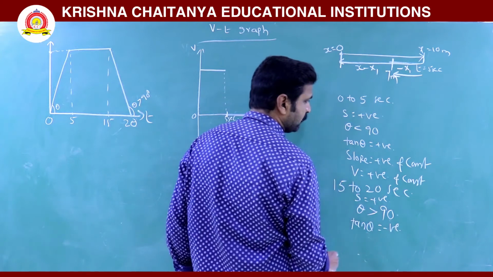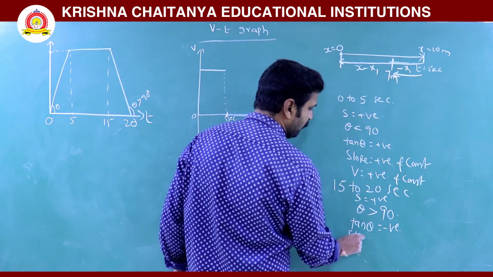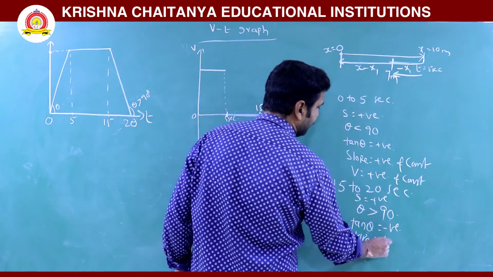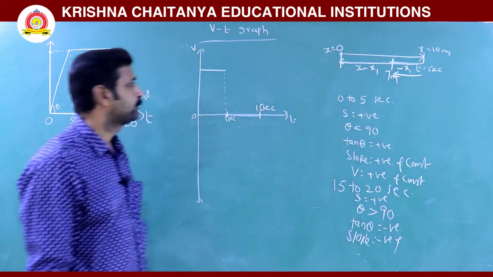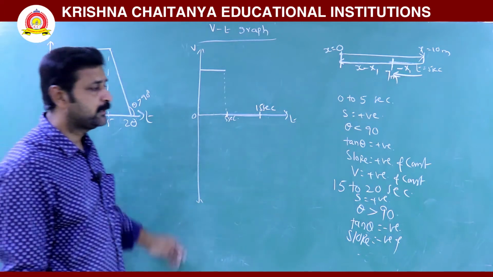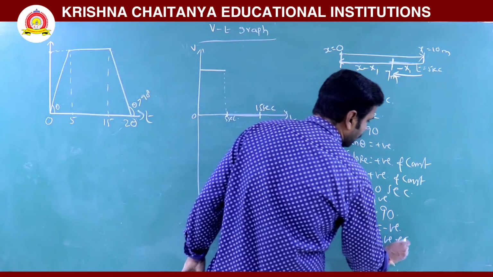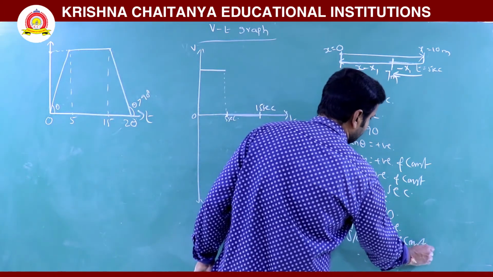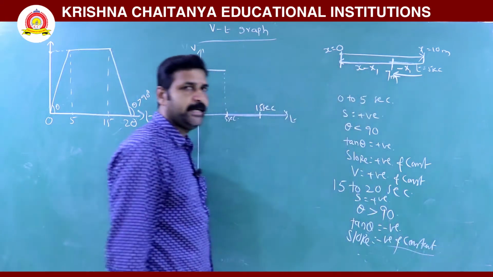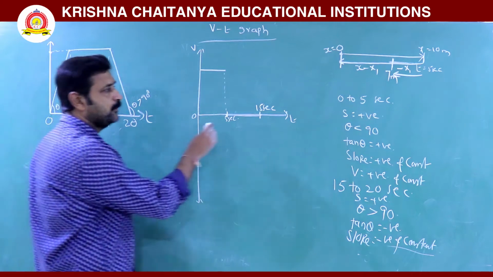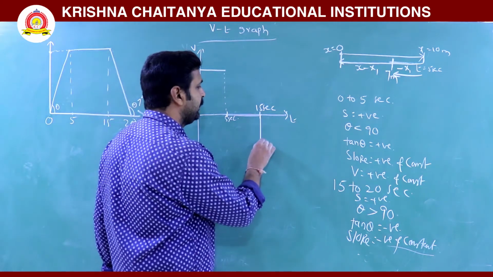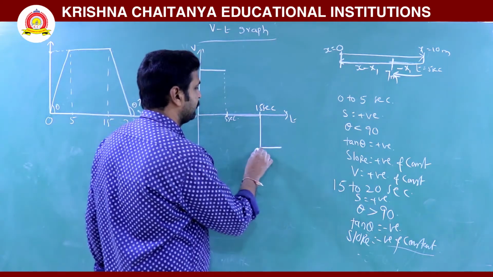Since displacement is positive but theta is greater than 90, tan angle is negative. What does it represent? Slope is negative. And since it is a straight line, slope is negative and constant. Slope gives velocity, so velocity is negative after 15 seconds. So it is negative and constant.